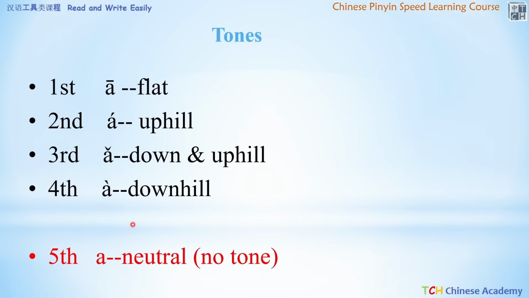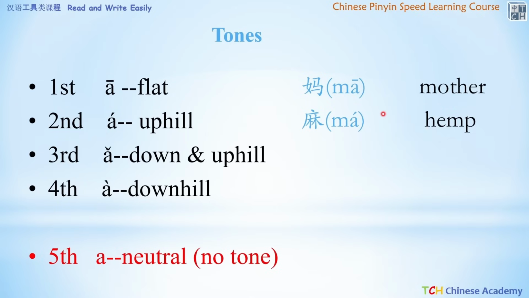There are some Chinese learners who will say Chinese has 5 tones because they add the neutral tone as one of the tones. Actually, we native Chinese just classify them as 4 tones. For example, mā, this is the first tone because it is flat, and it means mother. And má, this is the second tone and it goes up. So má means hemp.